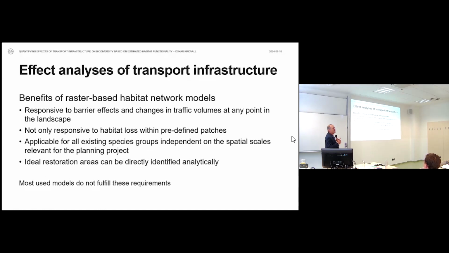A very good thing with this method is that you get an instrument to find where to do the restorations. You don't have to guess that. You can look at the whole landscape and use the results from these analyses to get a map where you can really discuss where this is optimal.